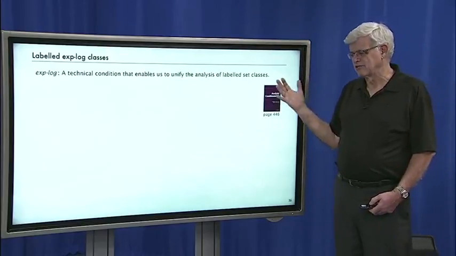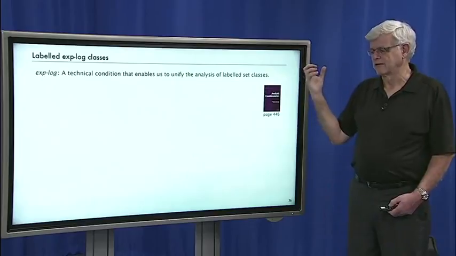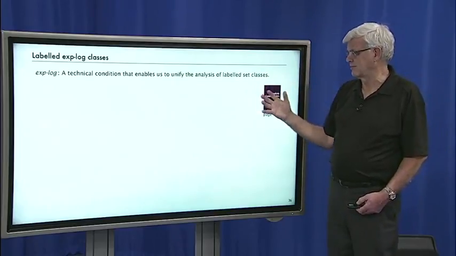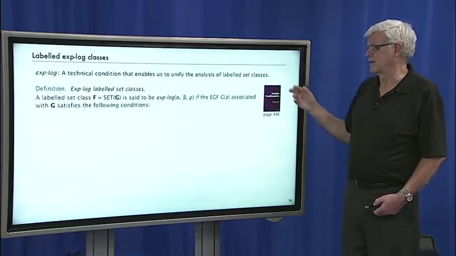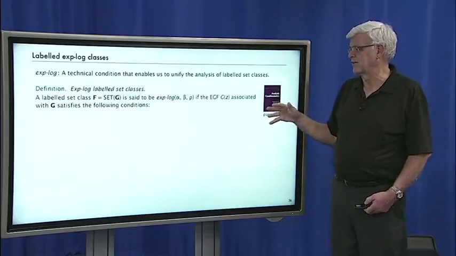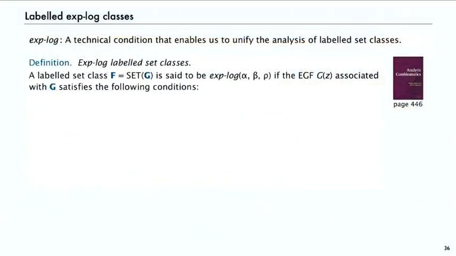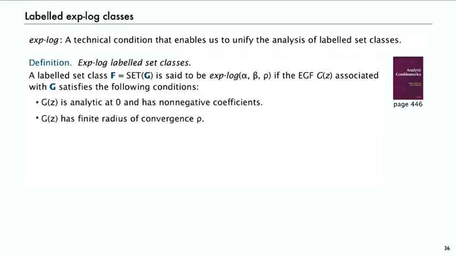And so now there are some technical conditions that we can check that the generating function coming from the construction satisfies. And if it satisfies these technical conditions, then we can get a quick analysis. So we say that it's exp-log with parameters alpha, beta, and rho if the generating function for G, for the ones that we're taking sets of, satisfies these conditions. So it's going to be analytic at zero, with non-negative coefficients. That's pretty much automatically satisfied for combinatorial generating functions, because we're counting things so the coefficients are non-negative. Finite radius of convergence rho, so that has to do with whether it has a singularity or not.